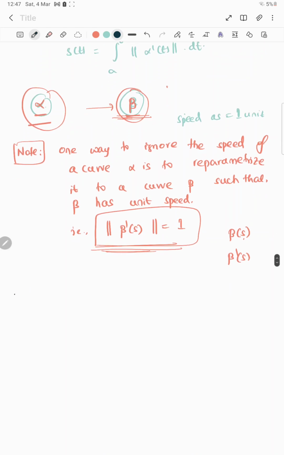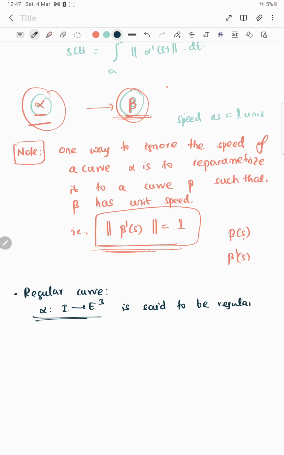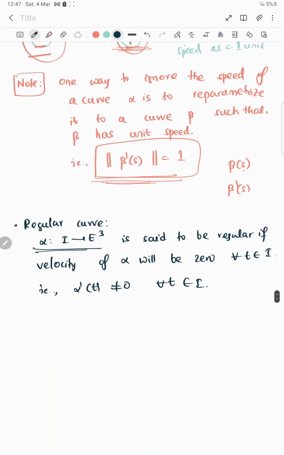Now we have one more concept called a regular curve. As we have seen, a curve is a function from I to E3, and I is an open interval. This curve alpha is said to be regular if the velocity of alpha is never 0 for all t belonging to the open interval. That is, the velocity vector alpha dash of t is not equal to 0 for all t belonging to I. So a curve alpha in E3 is said to be regular if its velocity is never 0 for all time t in the open interval I.